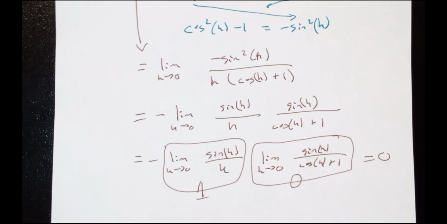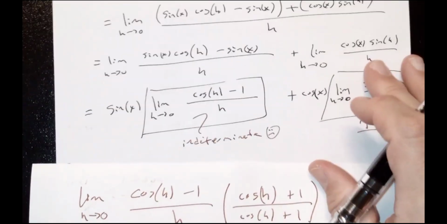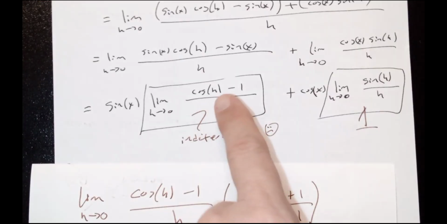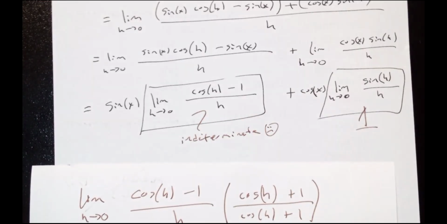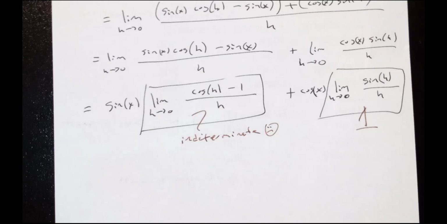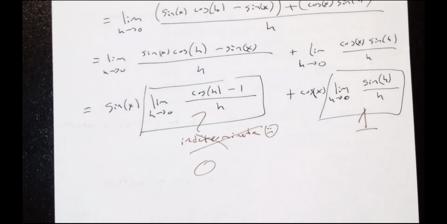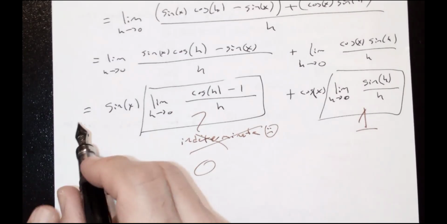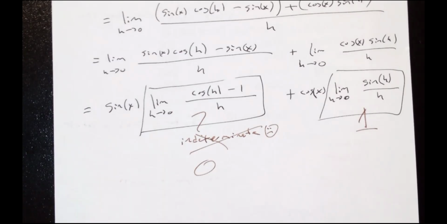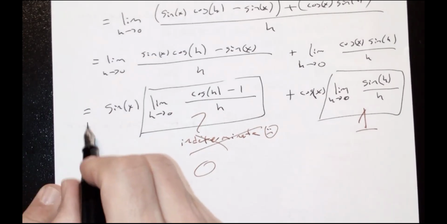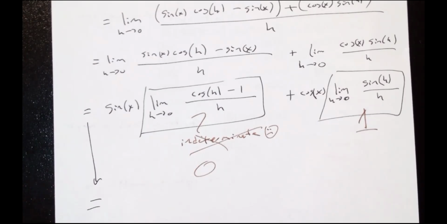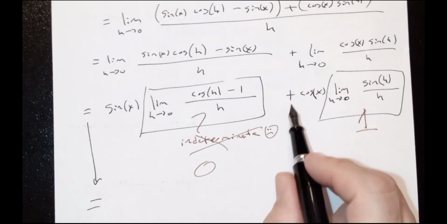Where were we using this? I go all the way back to this box. This box is what we just computed. We've resolved our indeterminate. That's now 0. So I have sine of x times 0 and cosine of x times 1. And those are added together.